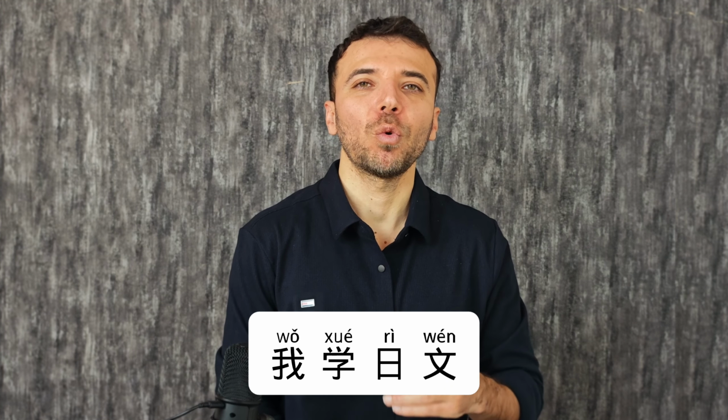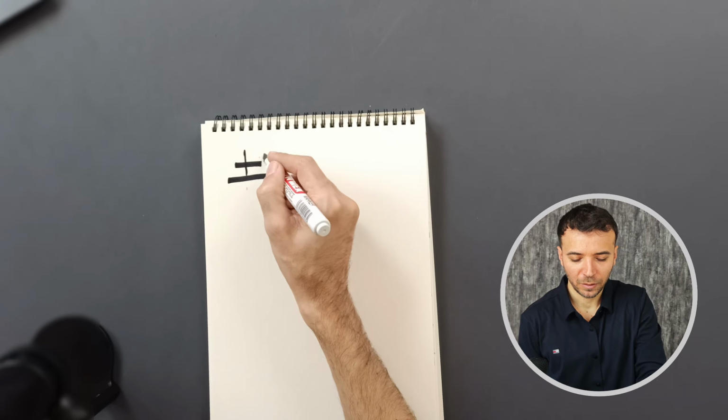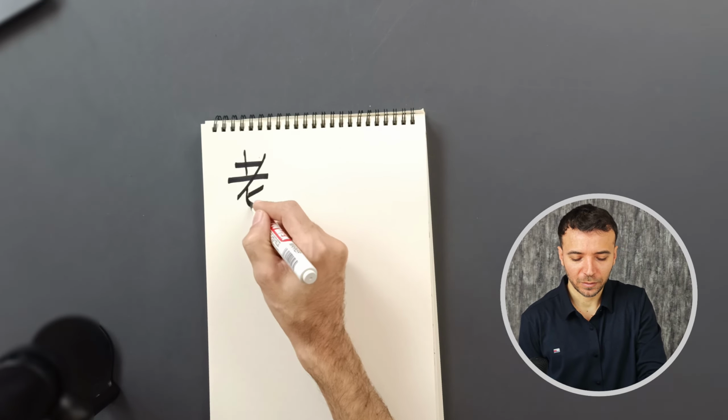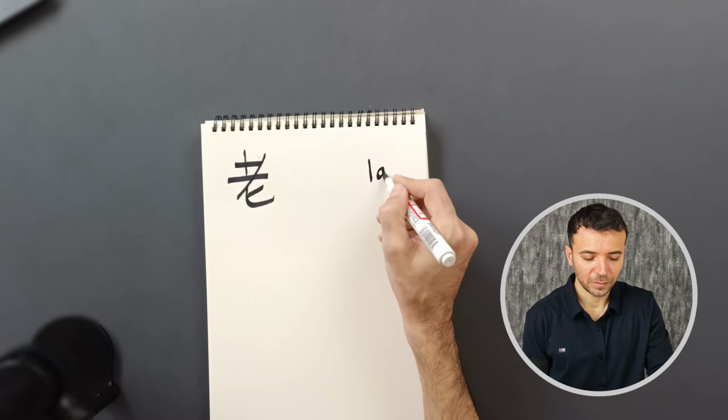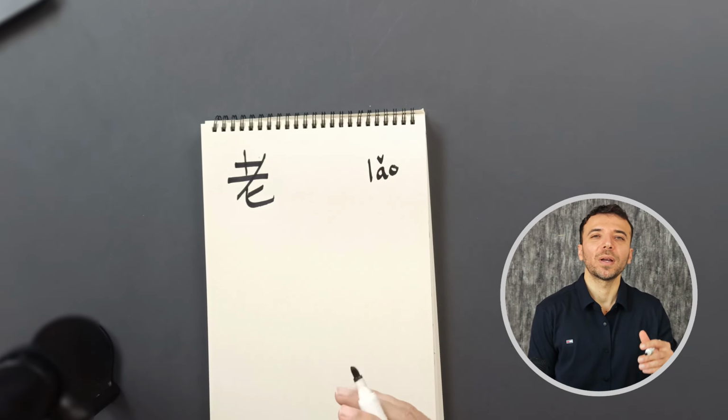I think it's time to learn the word teacher as well. The word teacher also consists of two characters. Let's take a look at the first character. Very well, let's write it here. 1, 2, 3. Okay. 4. Then 5, 6. Alright, this one is 老 lao. Say it out loud. Let your tongue get used to the sound. Lao, lao.